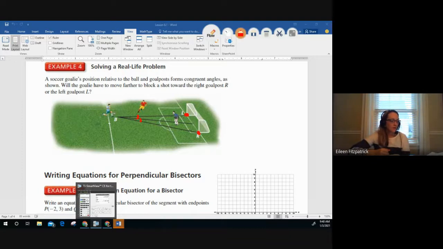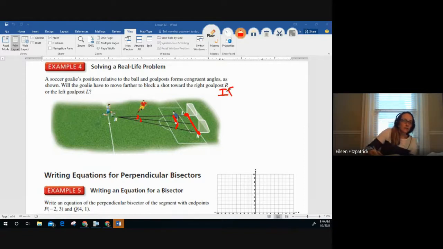So think about this for a second. Is the goalie standing along the angle bisector? If the goalie is standing along the angle bisector, doesn't the angle bisector theorem tell us that the goalie is equidistant to the two sides of the triangle? Even though it's not a formal triangle, I can make it one, right? So the goalie is equidistant to both post L and post R because he lies on the angle bisector.